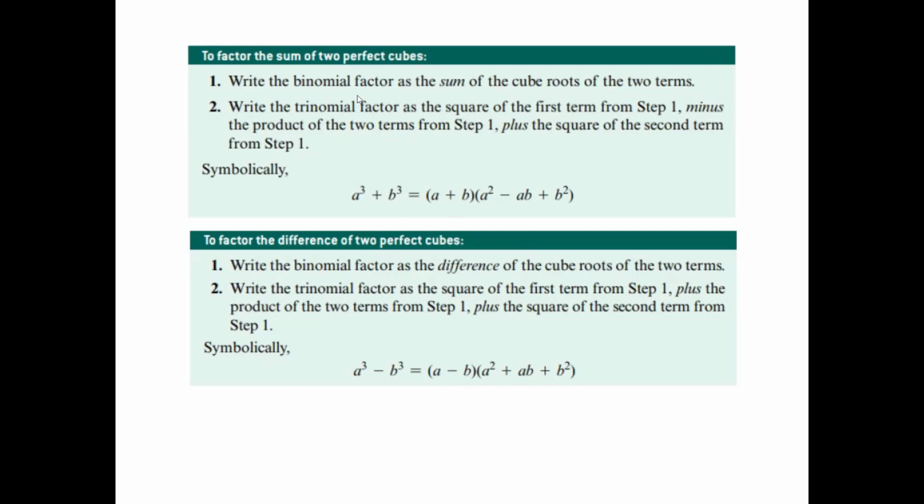So pay attention. If I put them together, the first bracket reflects the sign in between. So if I have a sum of cubes, I will have a sum of elements in the first bracket. The second bracket alternates the sign. So if I had a sum, I will have minus. If I have minus, I will have plus.